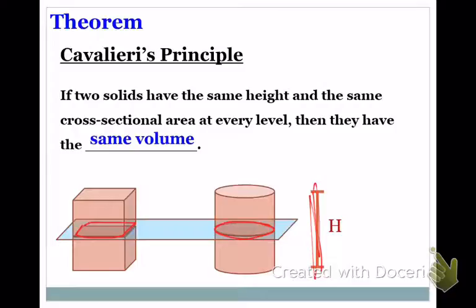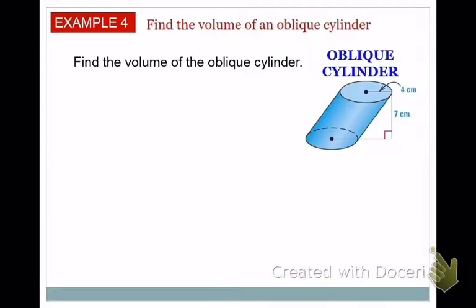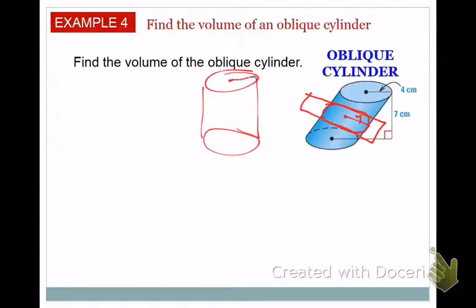which is useful. It's useful in a situation like this, where we have an oblique cylinder. And if we were to slide a plane sort of at a slant here, then it would create a cross-section that's a circle, and the circle whose radius is 4. Now, this volume would be the same as a right cylinder who has a radius of 4, because its cross-section could also be a circle whose radius is 4.